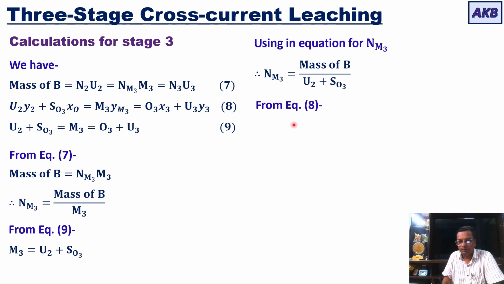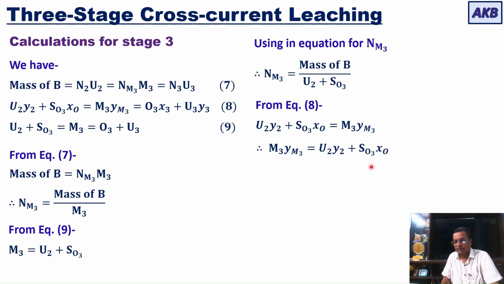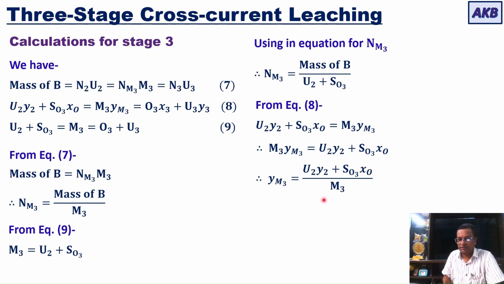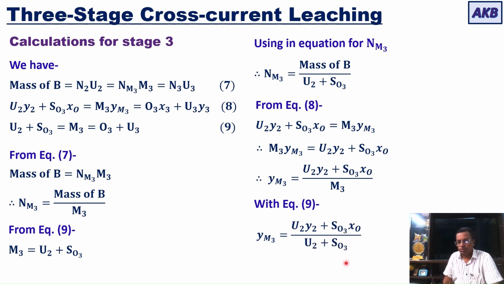Then from equation 8, I can write U2 Y2 plus S03 into X0 is equal to M3 into YM3. That is, M3 into YM3 is equal to U2 into Y2 plus S03 into X0, and that is YM3 is equal to U2 Y2 plus S03 into X0 divided by M3. And for M3 again I will use equation 9. So YM3 will be equal to U2 Y2 plus S03 into X0 divided by U2 plus S03. So in this way we get an equation which will be useful for us for calculating YM3. All quantities that are present on the right hand side of the equation are known to you.